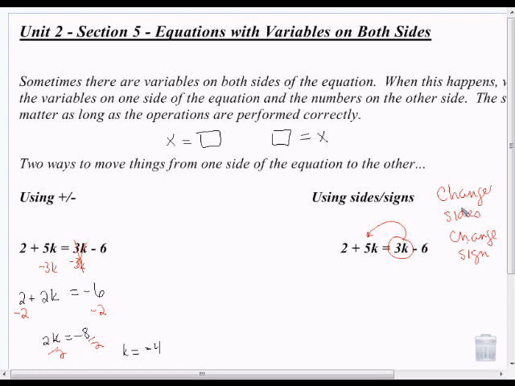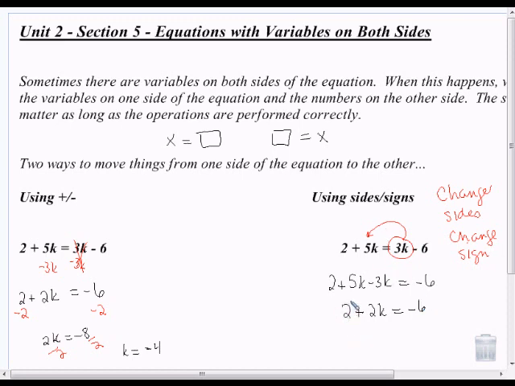It's the same thing, but some people like this visually better. So this becomes 5k minus 3k over here because I picked this up and I moved it. Then 5k minus 3k is 2k. So you see it's the same thing. It's just that some people, visually, it's easier to pick the variable thing up and move it than to subtract it from both sides.